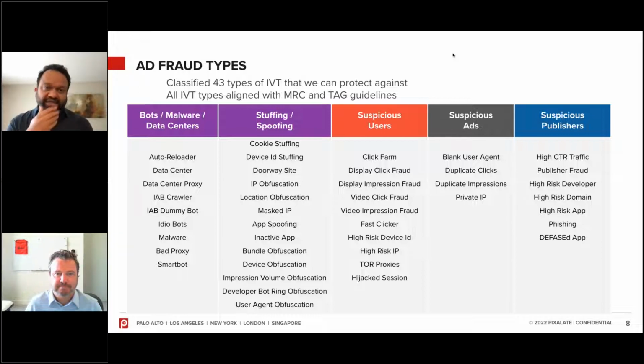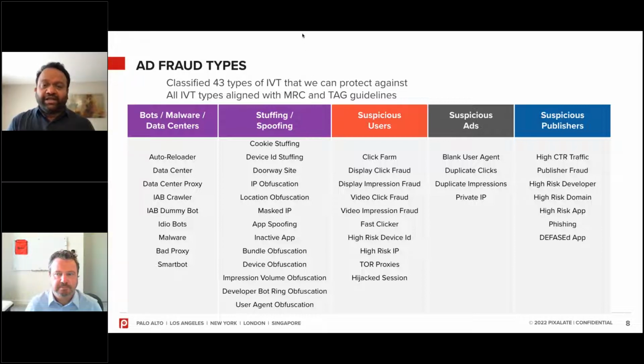Another area where I think Pixalate does really cool work, in terms of the detection algorithms, is click fraud, and the kind of analysis we do around matching the clicks to impressions, and being able to detect various types of fraud, whether it's video click or fast clicker, and a whole range of different things around that. All of these are a pretty interesting set of types of IVT.